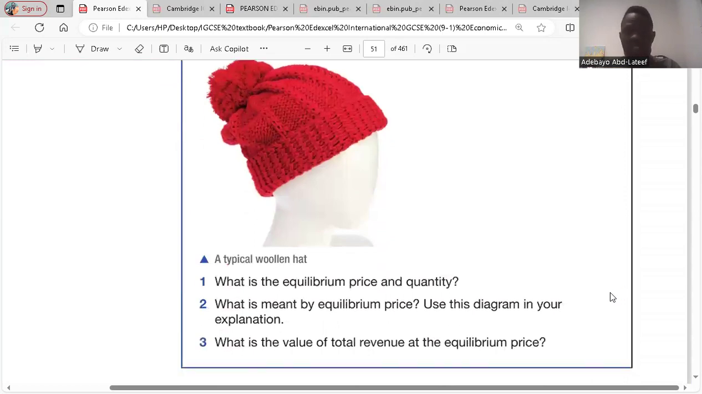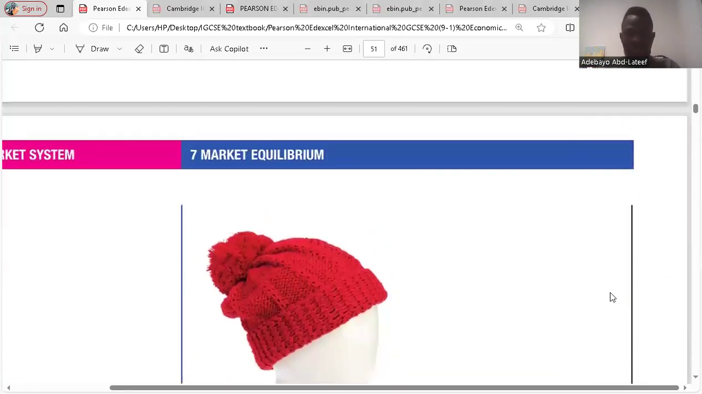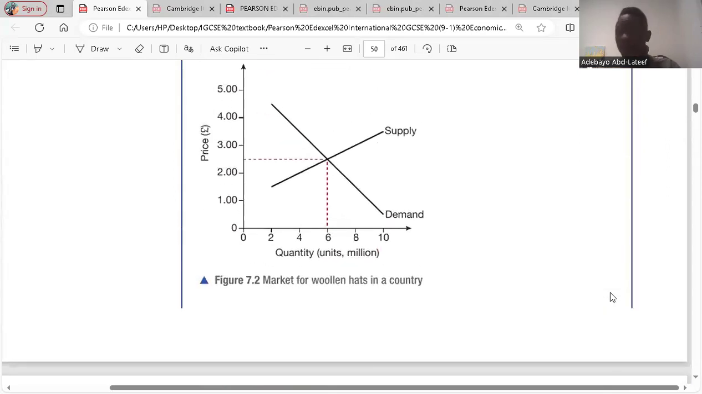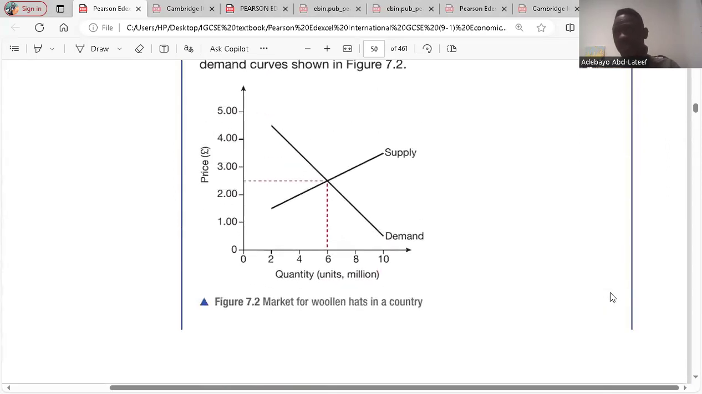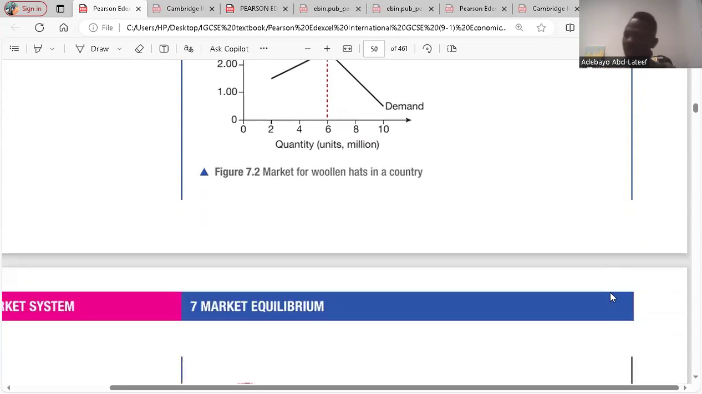So the question says, what is equilibrium price and quantity? Equilibrium price is the price of agreement between the quantity demanded and quantity supplied. Then equilibrium quantity is the quantity of agreement between the quantity demanded and the quantity supplied. Clear? That was the first one.